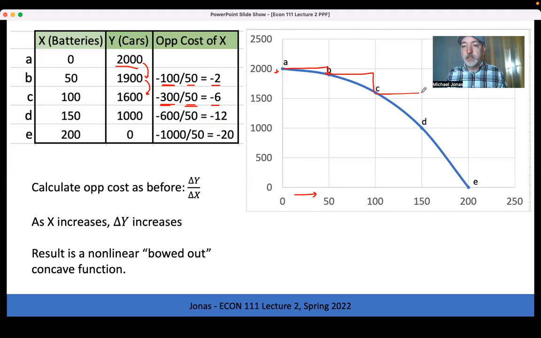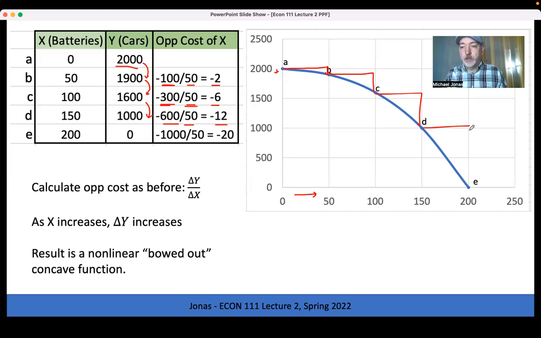From C to D, that function is no longer aligned, right, it's getting steeper and steeper. That delta y has increased. Now we go down from 1,600 to 1,000. We lose 600 units for the 50 units gained, so a cost of 12y per x.